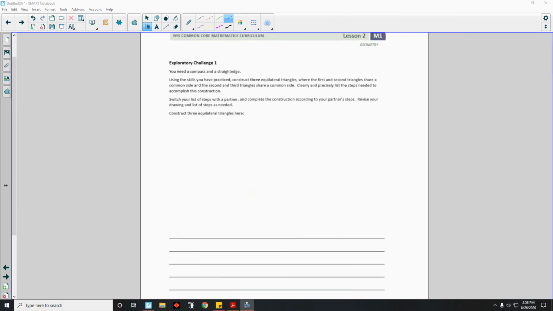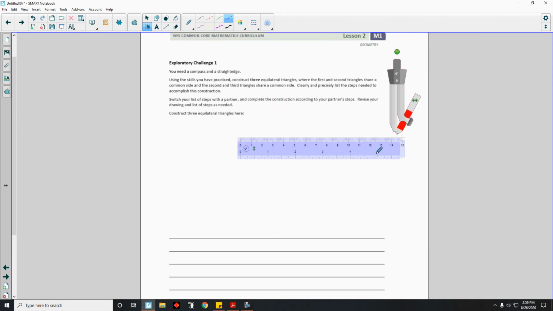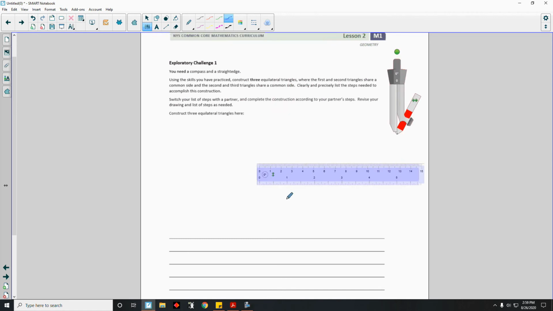Okay, page 2 brings us to an exploratory challenge. You need a compass and a straight edge. So the first thing we're going to do is get a straight edge and a compass. Okay, you'll need to do the same. Using the skills you have practiced, construct 3 equilateral triangles, where the first and second triangles share a common side, and the second and third triangles share a common side. Say that again.